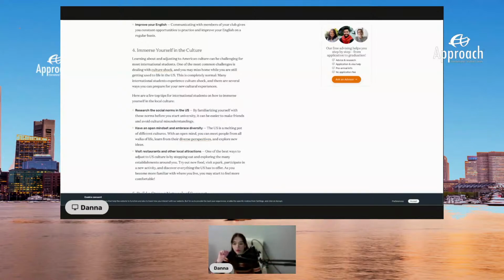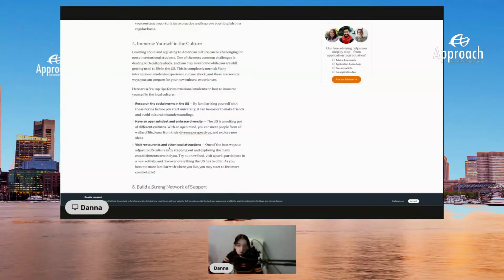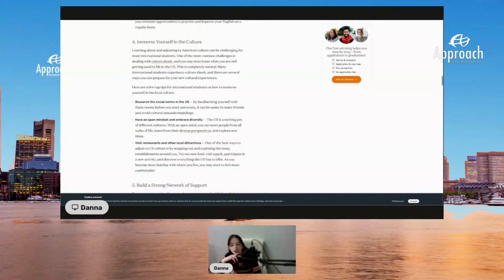So for example, check out the local scene, check out the clubs, check out the restaurants, the different owners in your neighborhood. Meet different perspectives that are completely different from you. It's always super, super important.